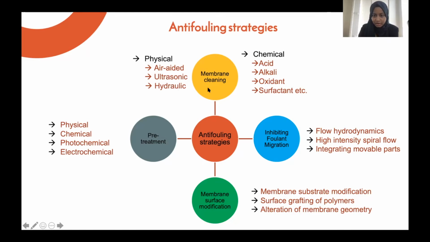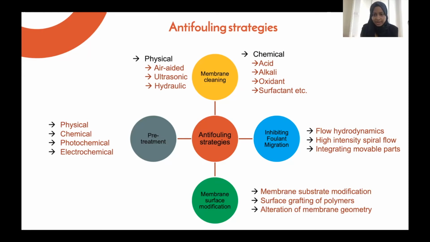All right, so moving on to the next type of antifouling strategy, which is inhibiting foulant migration. Basically, this strategy is to modify the pollutants that are settling on the membrane surface. For example, how? By controlling the flow hydrodynamics, by using high intensity spiral flow, integrating movable parts. Basically, this is the strategy of controlling the movement of the foulants by manipulating the flow. For example, if you are providing a very turbulent flow of the feed going inside the membrane, it will obviously cause a disruption and turbulence inside the membrane, and it will not allow the foulants to easily settle on the membrane pores and cause fouling.